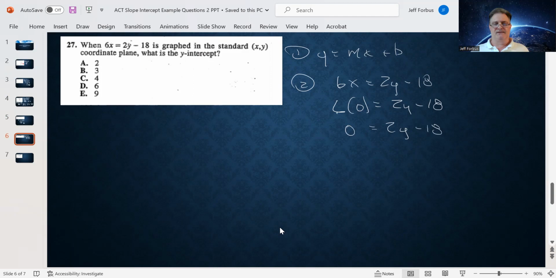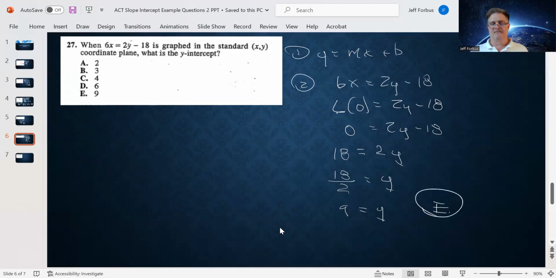Let's move our 18 to the left side. And that's going to give us 18 equal to 2y. Now divide by 2. 18 divided by 2, that's going to leave us y. That's going to be 9. So y is going to be 9. Answer choice E. Now, there's always more than one way to skin the cat.